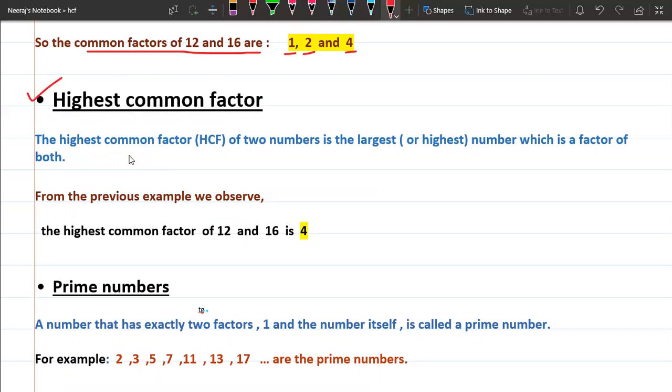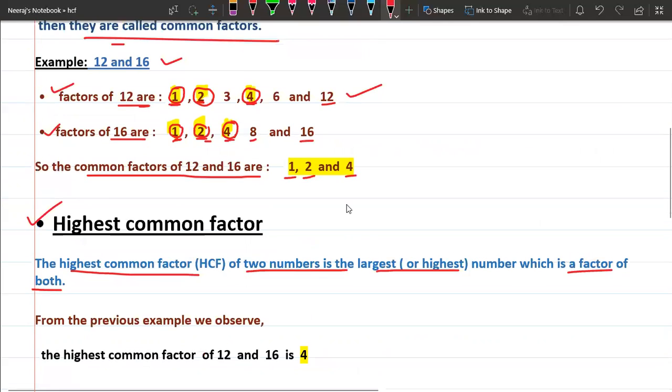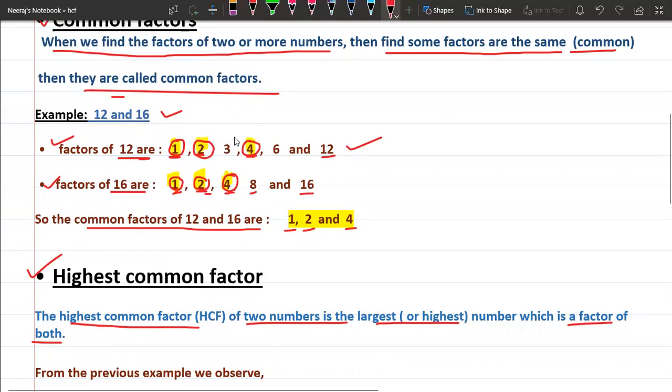So let's start with its definition. The highest common factor of two numbers is the largest or the highest number which is a factor of both. Let's take the previous example. We have already found the factors and common factors of 12 and 16. Now we have to check the HCF. HCF means we have to find the highest common factor. So which is the highest common factor out of these three numbers, that is 1, 2, and 4.